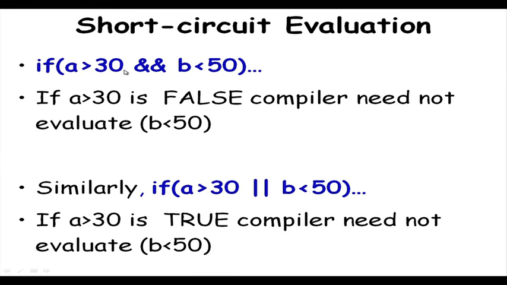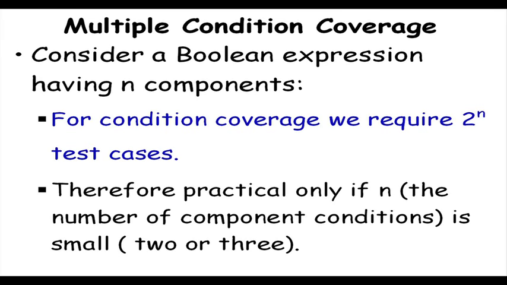And just to refresh, what is short circuit evaluation? The compiler need not evaluate B less than 50 once it knows that A greater than 30 is false, and similarly if A greater than 30 is true, then the result of the decision is irrespective of what is there in the second condition. So, the second condition is not evaluated, the decision result is computed based on the first condition. So, these are some of the short circuit evaluation techniques adopted by compilers.